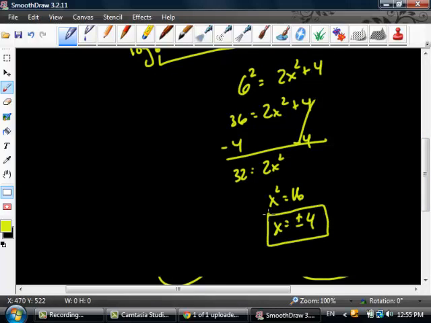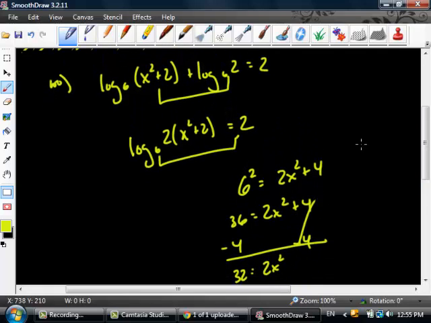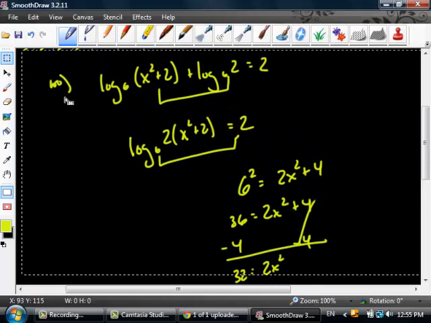Now this time, can we keep both of them? Yes, we can. Will, do you know why we can keep both of them? Because we're going to square it eventually. Good. Very good.